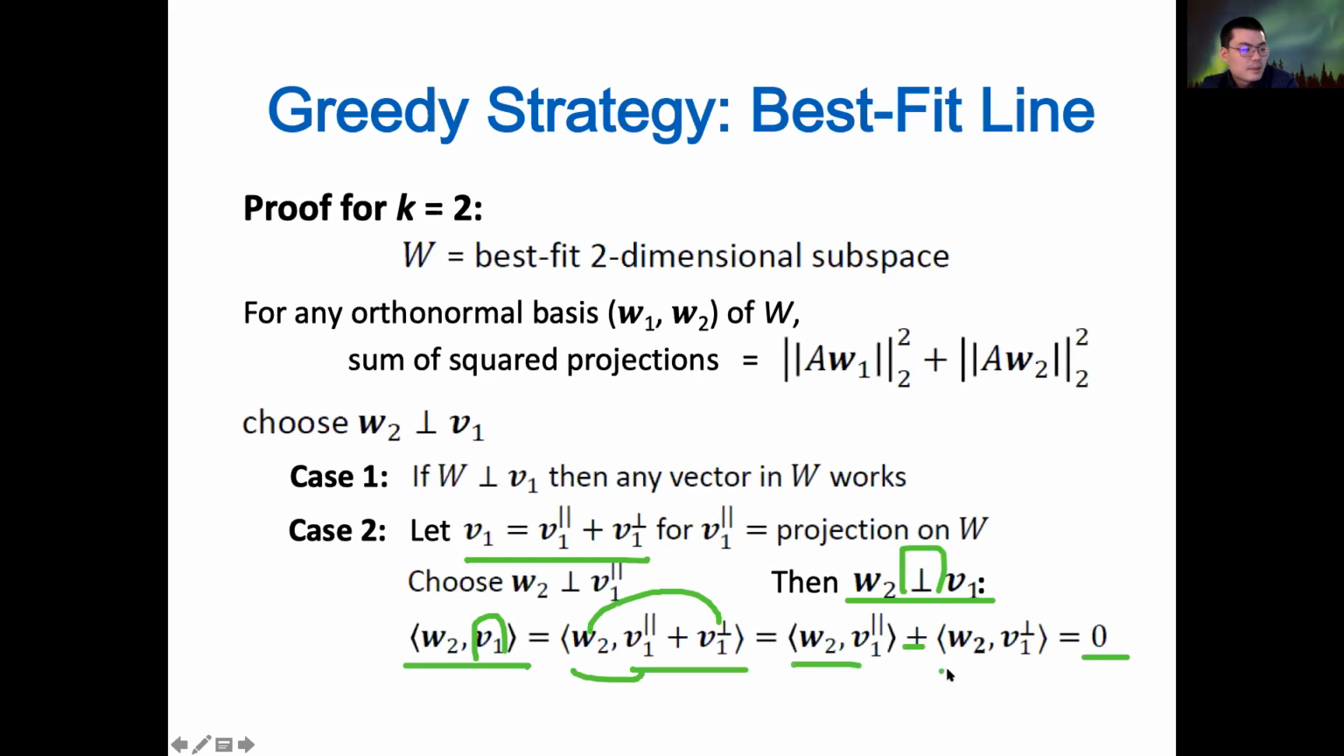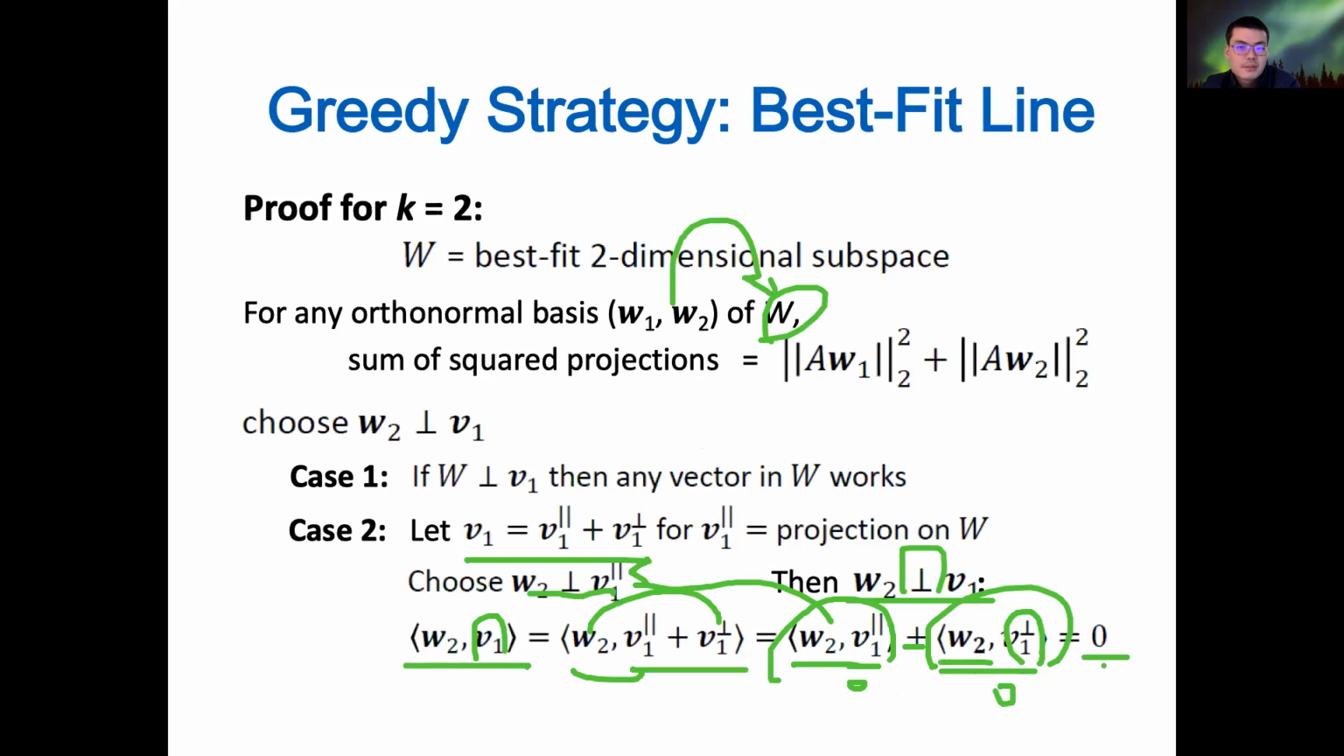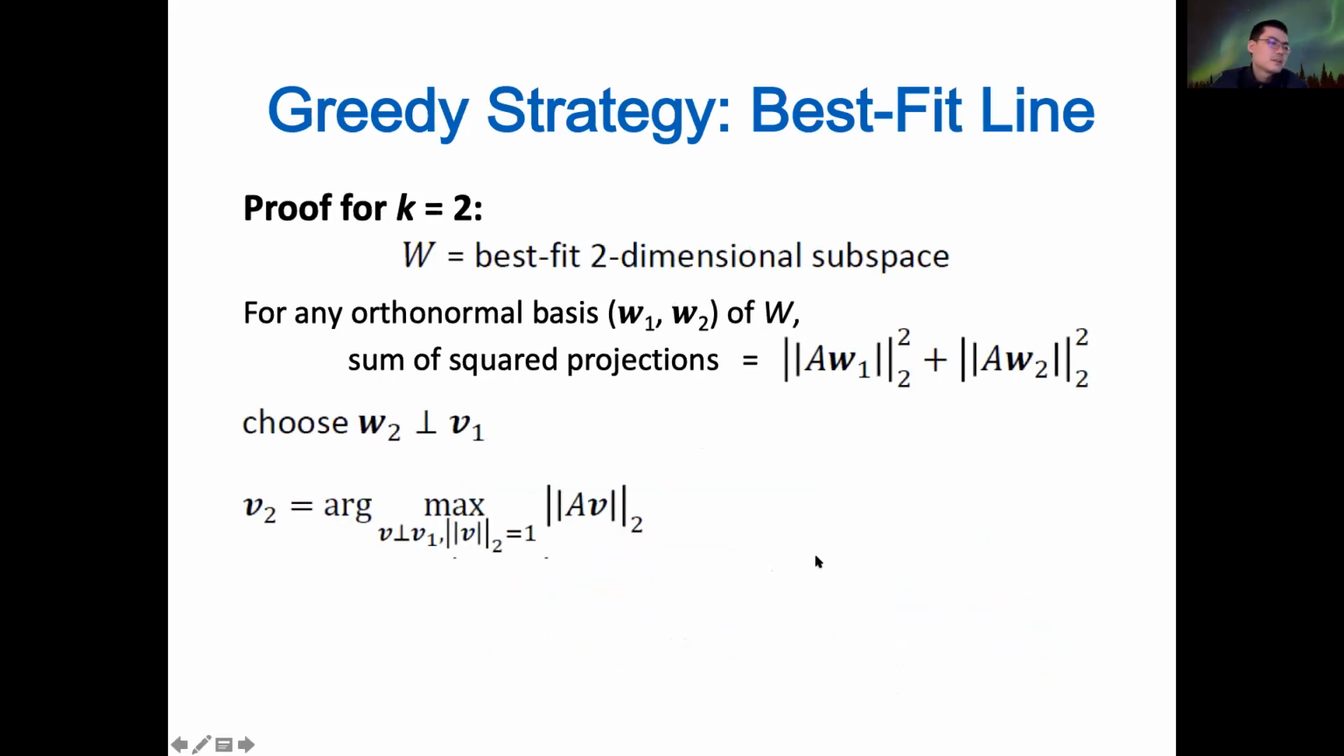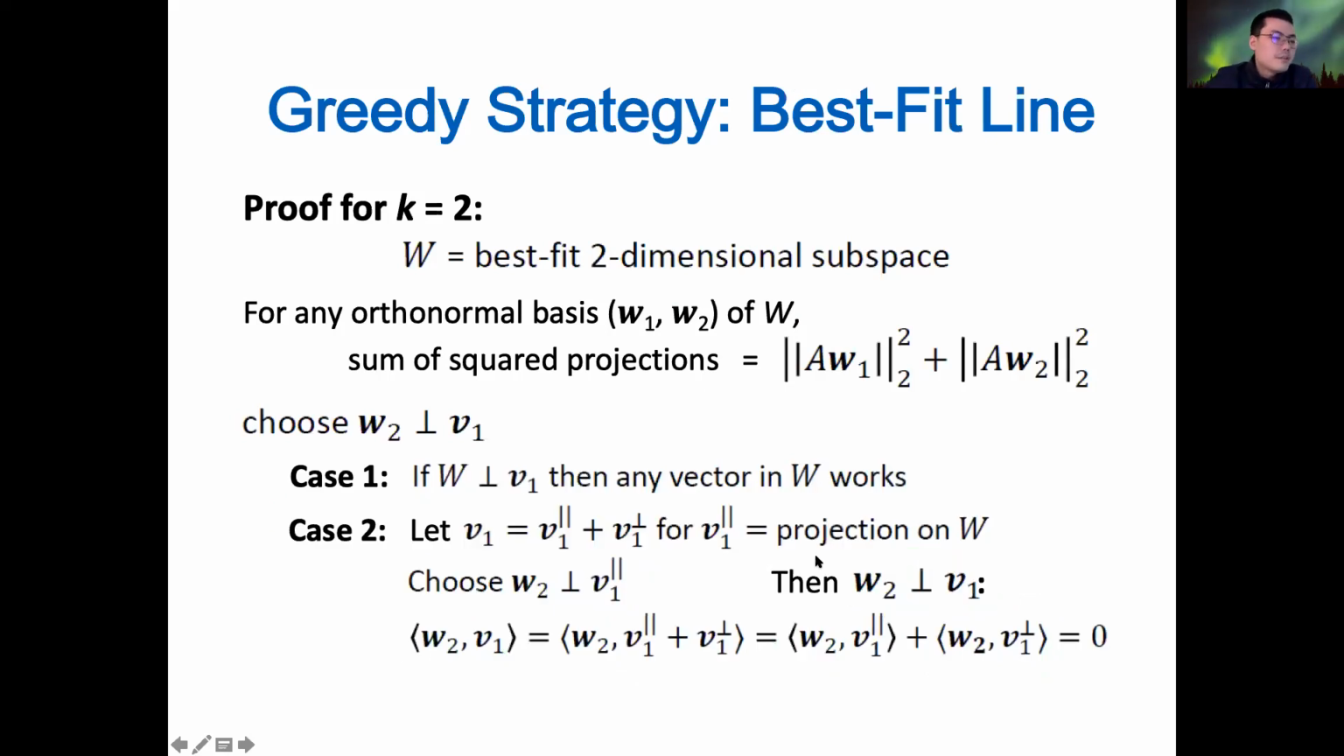And we know this is 0, because, for example, this component is 0 because they are orthogonal. Their inner product is 0. It's even simpler, because this is a perpendicular component to your W space, and this W2 is a vector in the W space. Of course, they are orthogonal. So these are 0 plus 0, which is 0. So if you really want to prove it, you can do something.